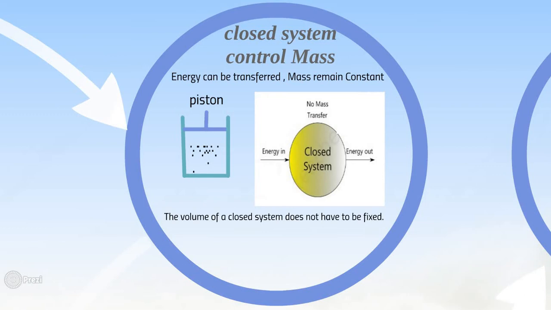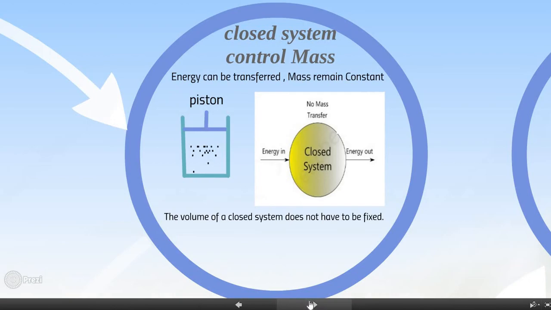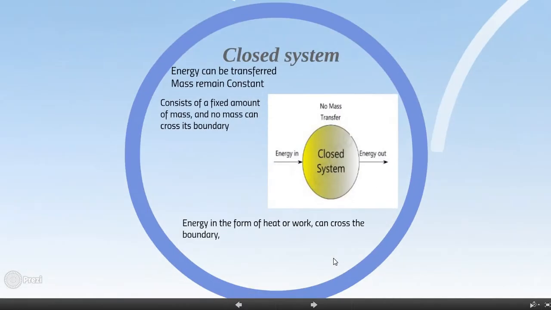The volume of a closed system does not have to be fixed. There is a special case where energy is not allowed to cross the boundaries. That special case is called an isolated system. In an isolated system, even the crossing of energy is prohibited.